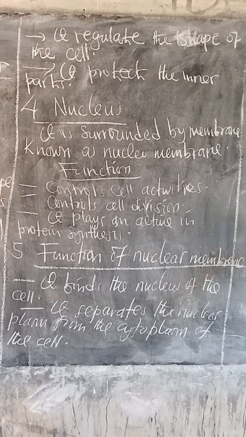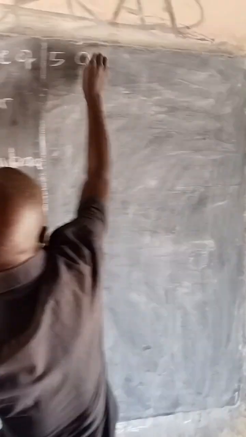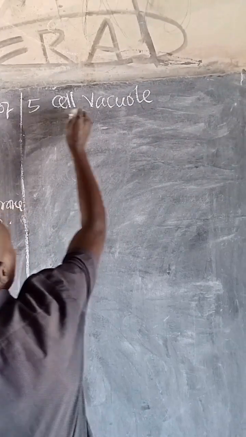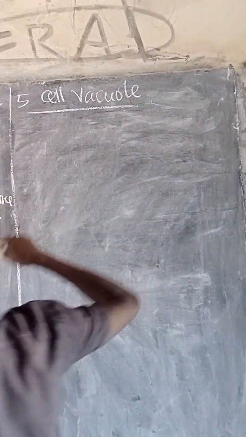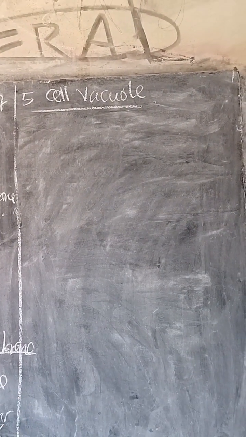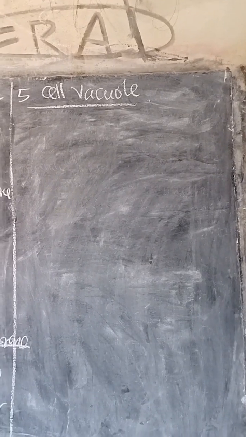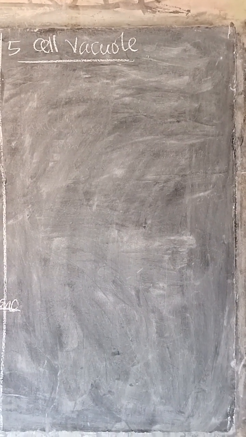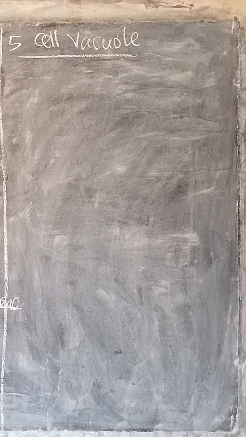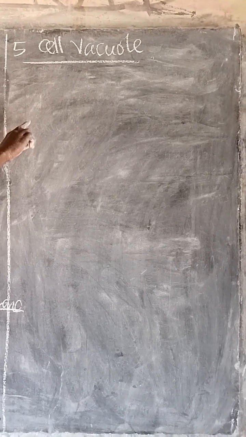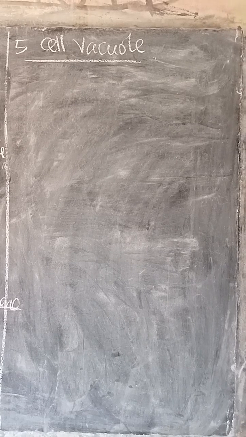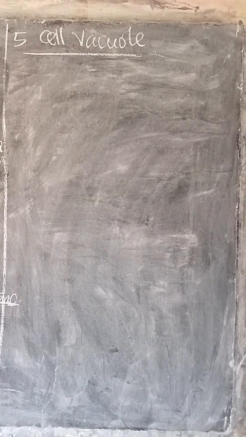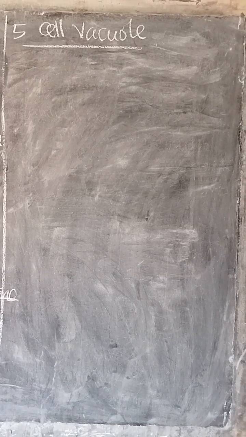Then we can also talk about the cell vacuole. The cell vacuole is found in both plant and animal cells. The vacuole of the animal cell is small and temporary, but for the plant cell it is large and permanent. The cell vacuole is a fluid-filled structure surrounded by a membrane known as a tonoplast.